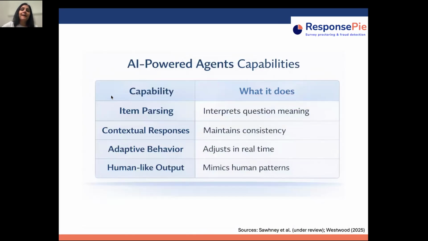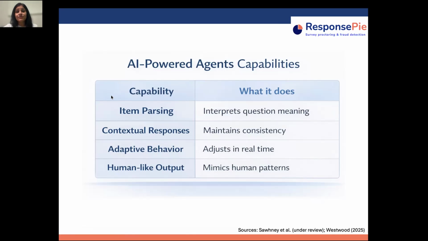Lastly, we have AI powered agents, AI agents, automation, which is our newer form of fraud. So the idea here is that AI agents are able to interpret questions. They can maintain consistency as they're responding to different items. They can adapt in real time. They can provide responses that look very human-like. These agents are really good at parsing items. What that means is that they can interpret the meaning of the survey items before they provide a response to that item.